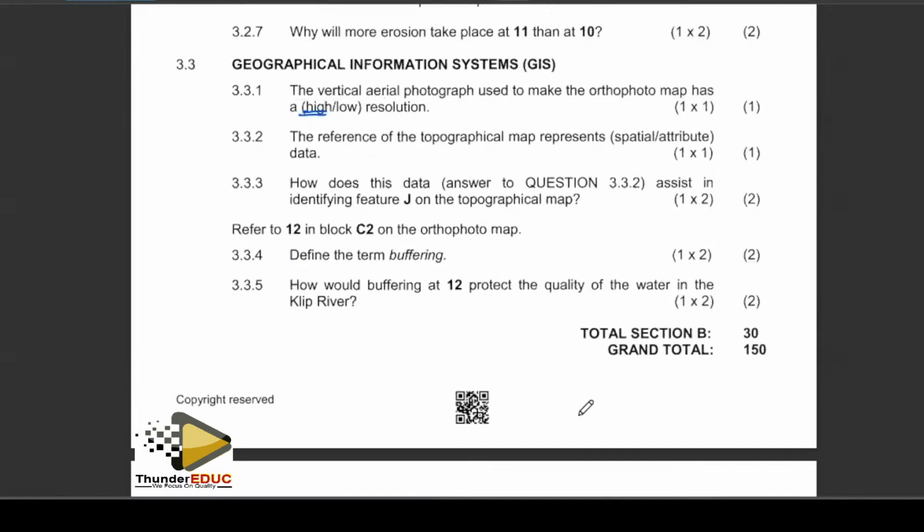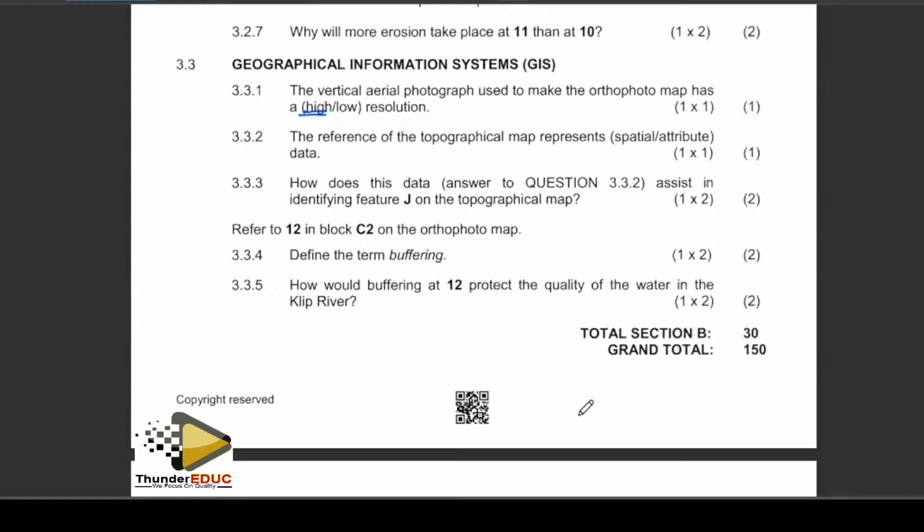Why are we saying it's high resolution? The features are clear. You can actually see the houses. You can see the river. You can see the roads. You can see everything there. It's almost clear. So it means it's a high resolution. There were many pixels, and the pixels were smaller, used to make that image.